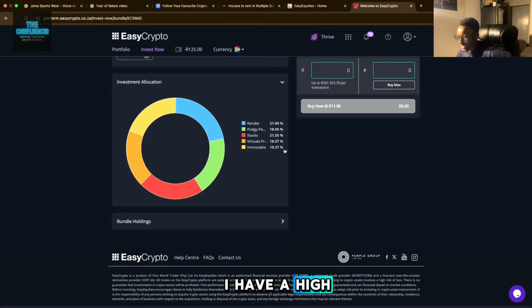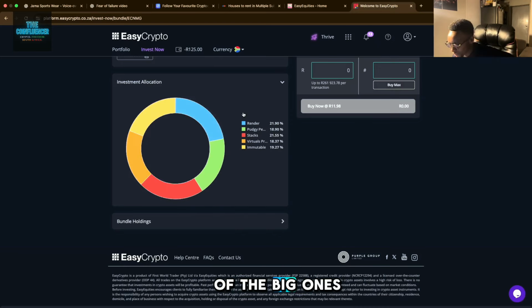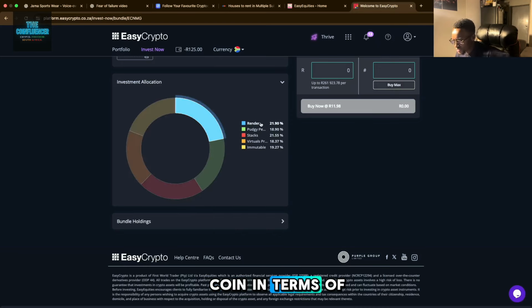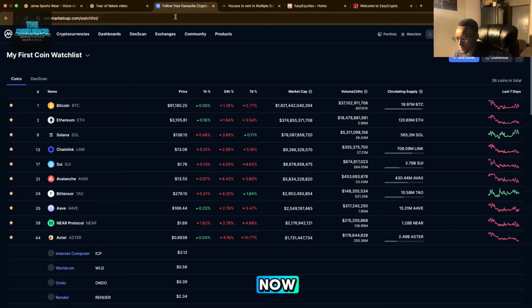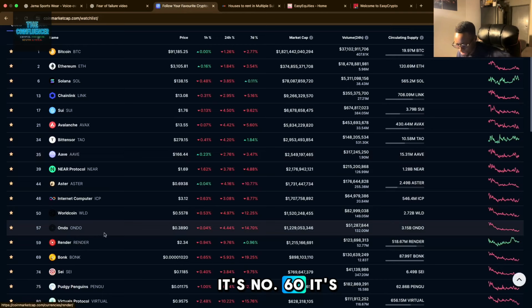So if you say I have a high risk appetite, this is for the big boys. Here you have coins that are outside of the big ones. This is the biggest coin in terms of market cap. It's Render, and I think it is maybe in the top 10 if I remember correctly. We can just check now. So Render is not in the top 10. It's number 60. It's number 59.